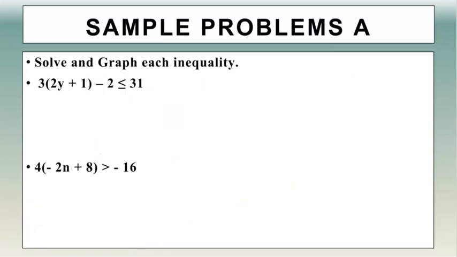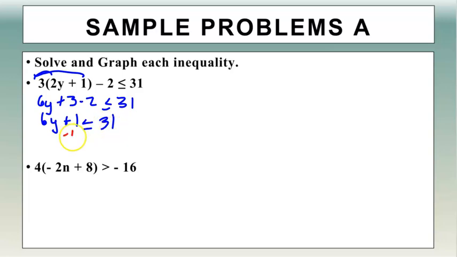Next, we now get rid of parentheses, so just distribute. 3 times 2y is 6y. 3 times 1 is 3. Minus 2 has to be less than or equal to 31. So combine like terms here. I got 6y plus 1 is less than or equal to 31. To get 6y by itself, I'm going to subtract 1 on both sides.